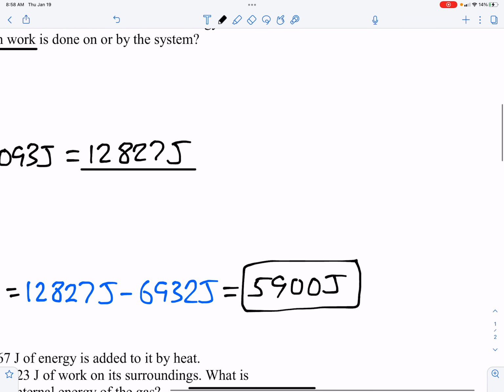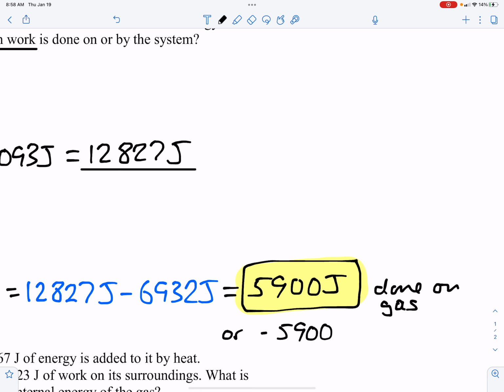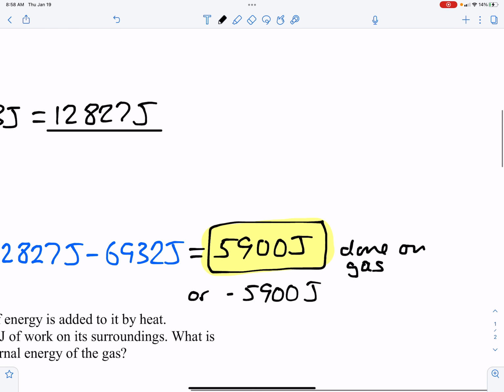Okay, so you have 5,900 joules of work done on the gas. Well, what's the flip side? Negative 5,900 joules of work done by the gas.